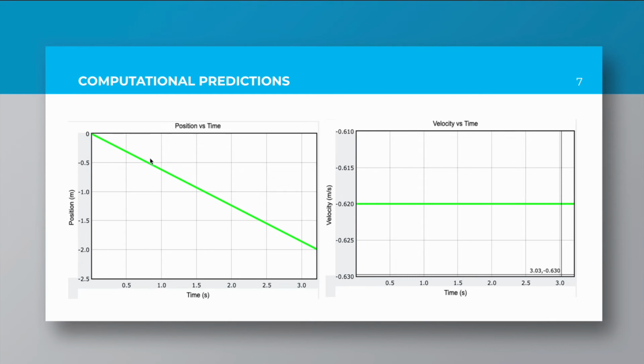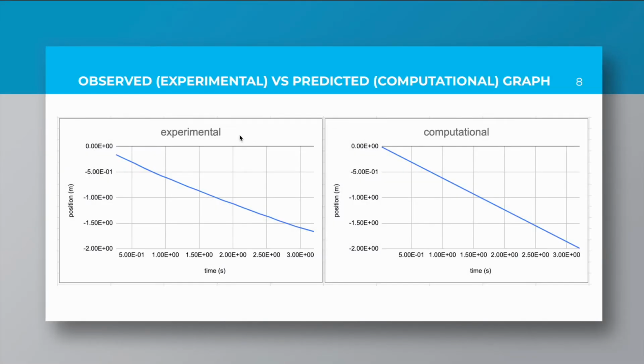I then used the position versus time graph from the computational model and compared it with the position versus time graph of my experimental data. I obtained these graphs by plotting down the data on Google Sheets and creating a line graph. So as you can see, the data from the experimental graph and the computational graph look very familiar, but they do differ at certain values, mostly as time increases.